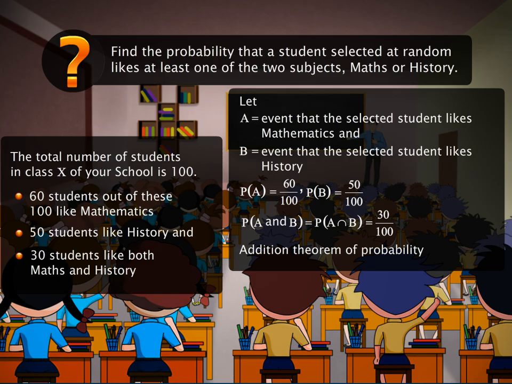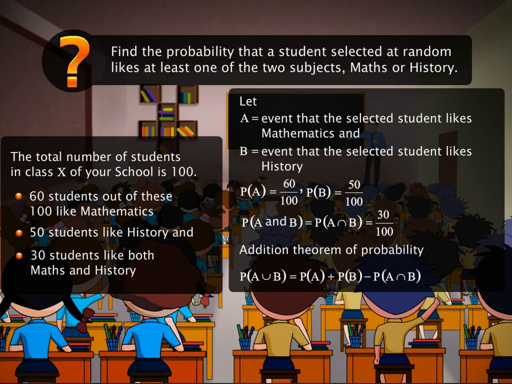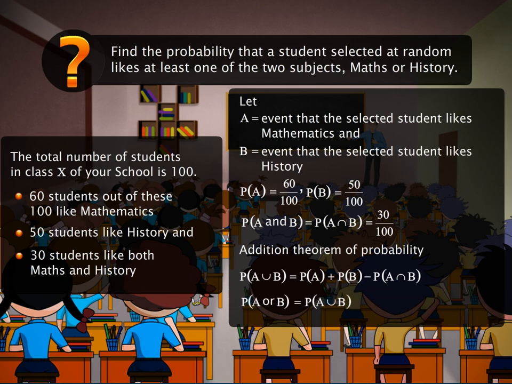Now, let us apply the addition theorem of probability to find the probability that a student likes maths or history. We get that the probability of A or B, that is, probability of A union B, is equal to 4 upon 5.